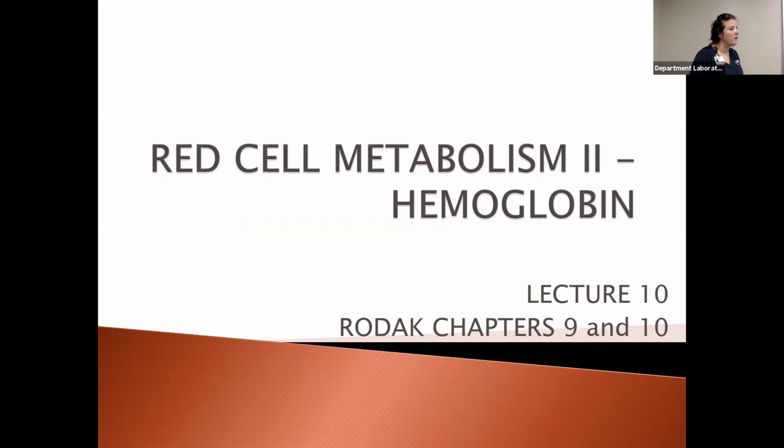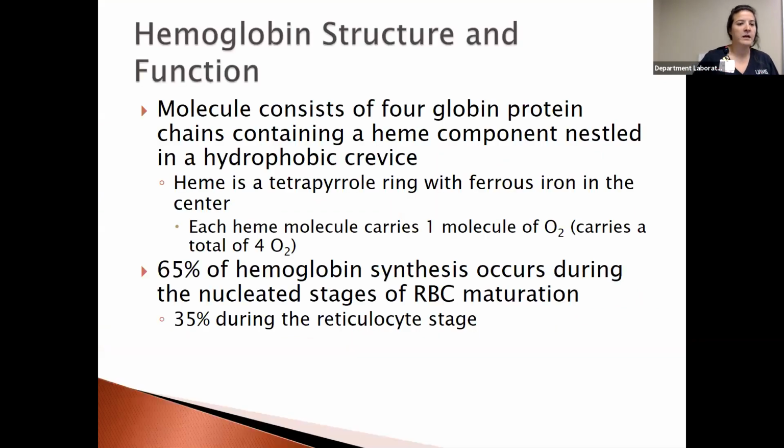And so what's the number one thing in our red cells? Hemoglobin. So we are actually going to build our hemoglobin in the next 2 lectures. All right, if you think about the hemoglobin structure, it's a molecule. It consists of 4 globin chains. And then the heme component is going to be nestled in a hydrophobic crevice within those chains.